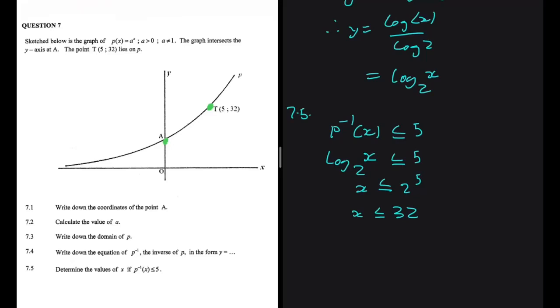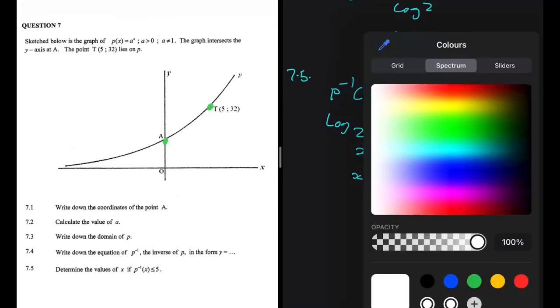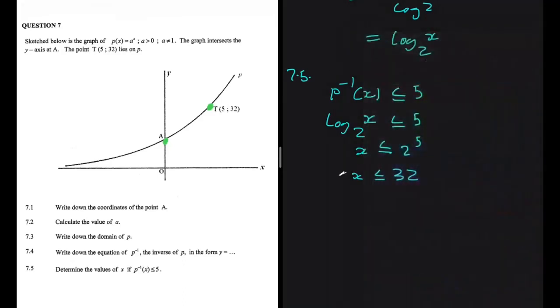But then there's another restriction. We're talking about log of x base 2, and we cannot take log of a negative number or log of 0. So we have to also indicate that we need this x value to be greater than 0, because if it is 0 or less than, then we have issues arising. So we need the value of x to be greater than 0.